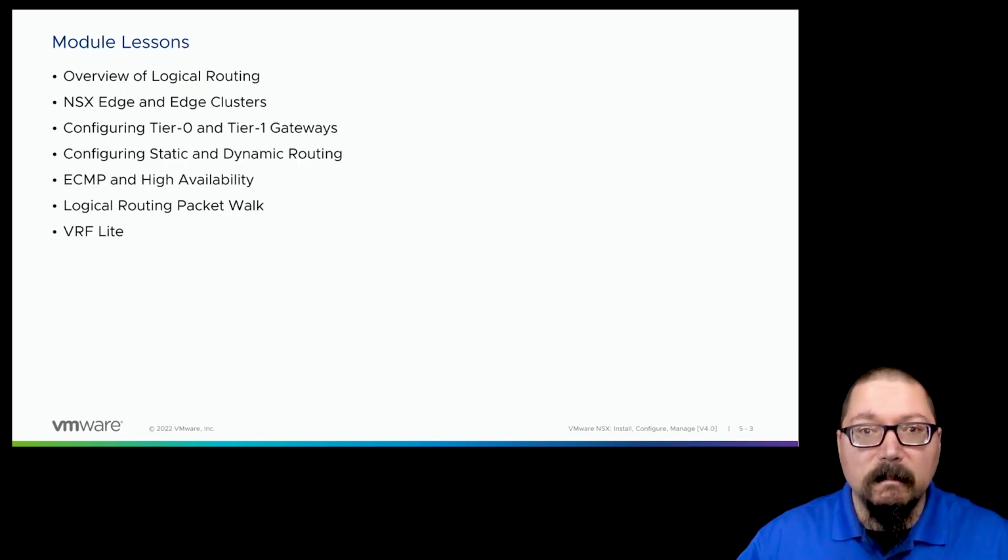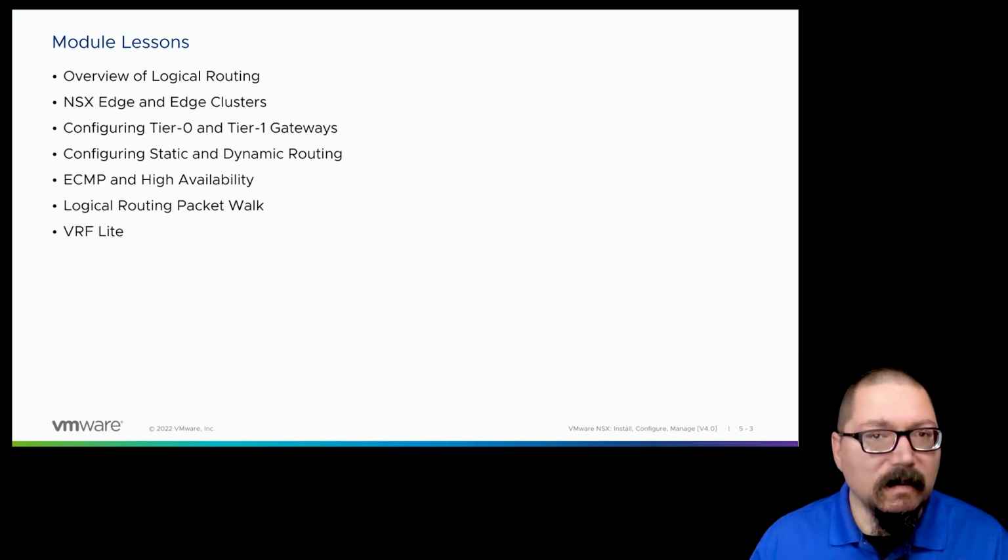Now, this is a big topic. There are going to be a bunch of videos that we go through here. We're going to talk through the overview here. We're going to talk through the edge nodes and edge clusters. We're going to talk through the gateways themselves, tier 0 and tier 1. We're going to sort of introduce those here, but we're going to go into detail a bit more later on. We're going to talk about static routing. We're going to talk about dynamic routing with BGP and OSPF. We're going to talk about equal cost multipathing and high availability. We're going to walk through how packets move through all these different components in NSX.